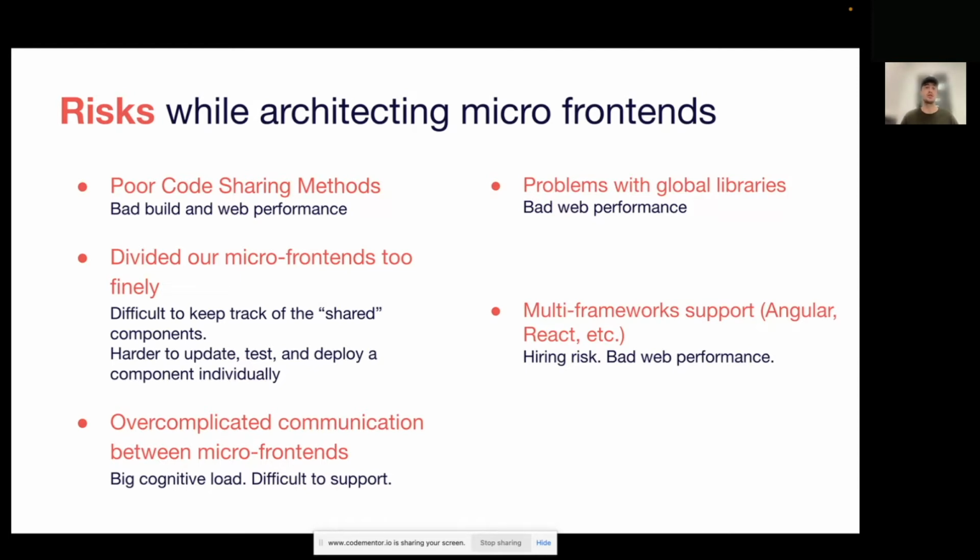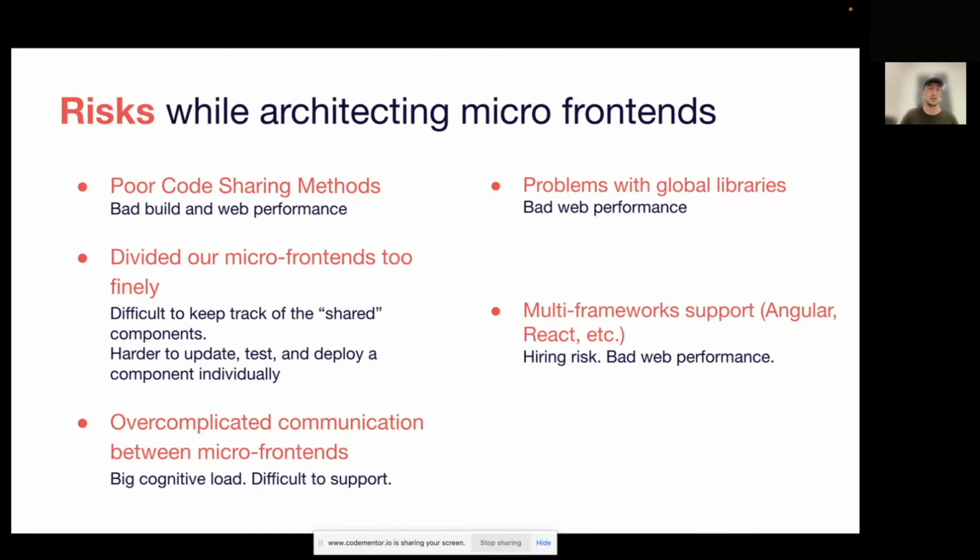Another risk is dividing your micro-frontends too finely. It's difficult to keep track of the shared components, and harder to update. For instance, if you need to deliver some feature to production, but it's split across 5 micro-frontends, it's difficult to manage, because you need to keep in your head that instead of updating 1 micro-frontend, you need to update 5 of them. And it's quite a huge risk for organizations.